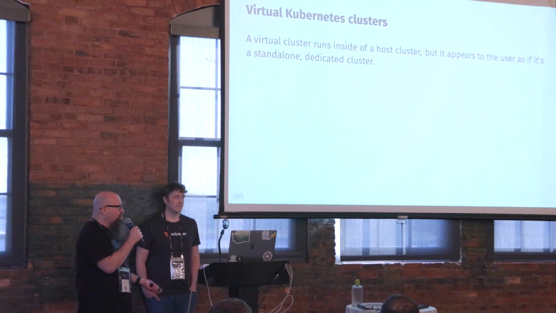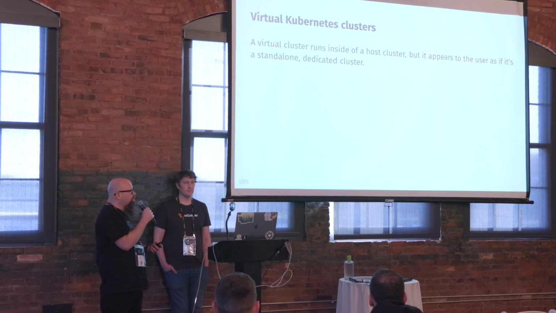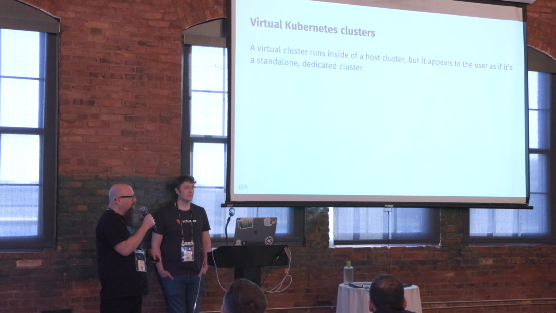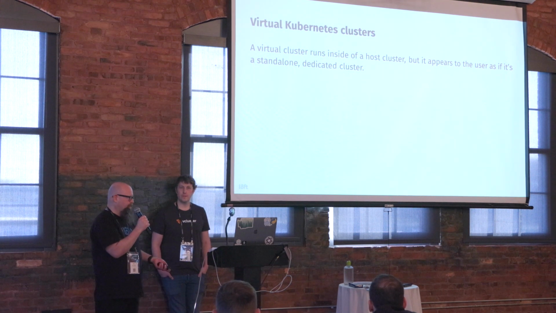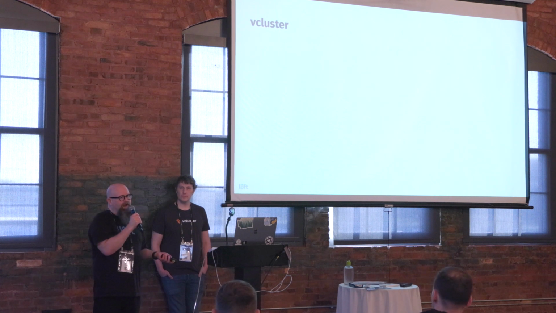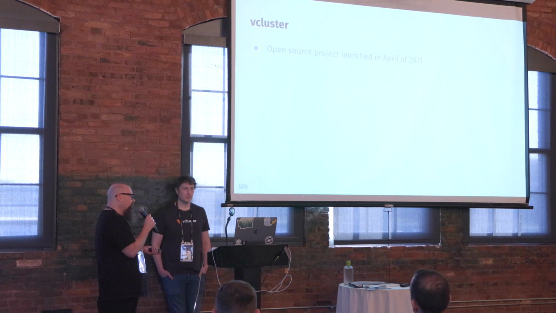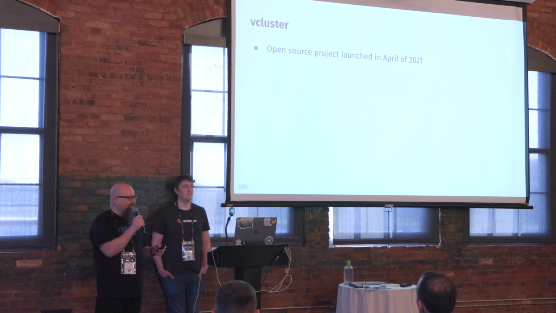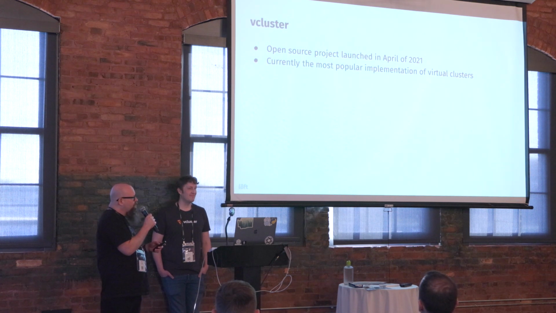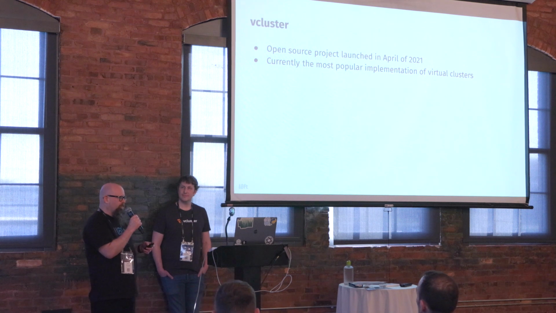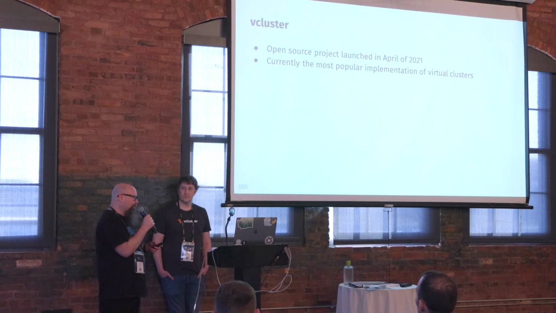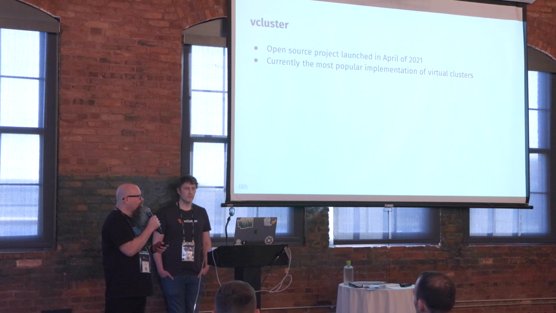So there's another option now. There's what's called virtual Kubernetes clusters. A virtual cluster runs inside of a host cluster, but it appears to the user as if it's a standalone dedicated cluster. And we're going to be talking today a lot about this thing called vCluster. And vCluster is an open source project that was launched in April of 2021. So almost the 2-year birthday, that's coming up. That's exciting. It's currently the most popular implementation of virtual clusters, and I think by quite a bit. There is at least one other implementation out there, but this is the one that really people are reaching for.